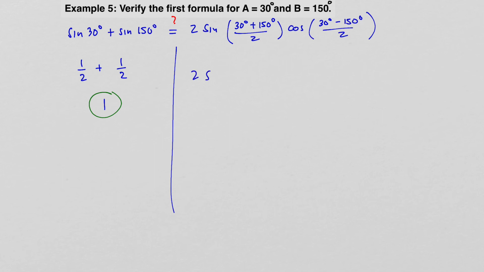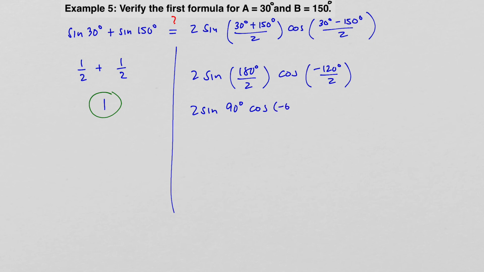We have 2 times the sine of (30 plus 150, which is 180) divided by 2. And then the cosine of (30 minus 150, which is negative 120) divided by 2. Simplifying further, 180 divided by 2 is 90 degrees. And negative 120 divided by 2 is negative 60 degrees.